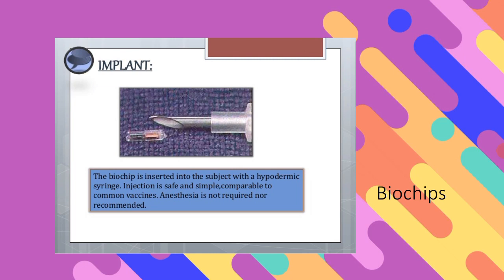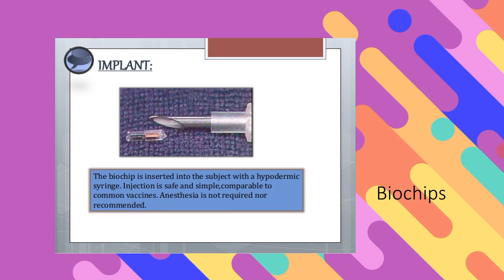So the hypodermic syringe we are using, hypodermic means this will go immediately beneath the skin. That is called the hypodermic. Dermic means skin, so inside the skin. In the previous slides, you saw one picture of the hand in which the biochip is inserted, right? So that was an example of implanting the biochip. You can refer to that also.